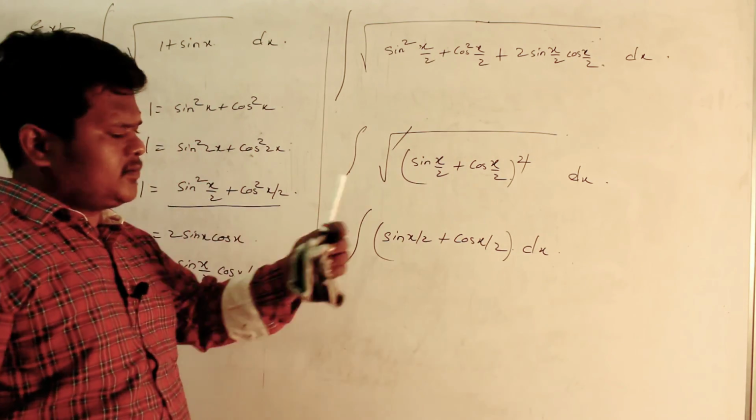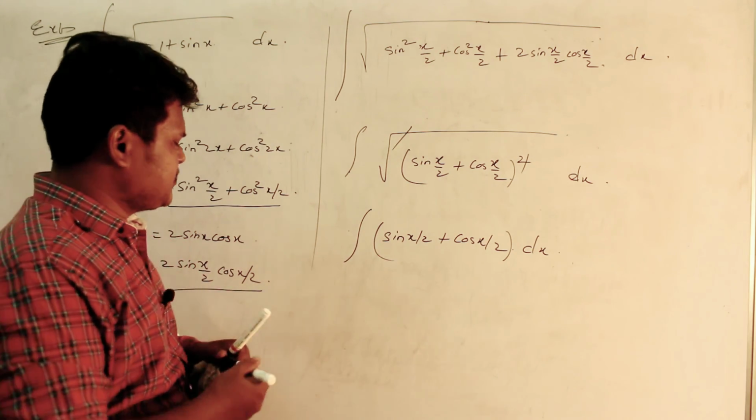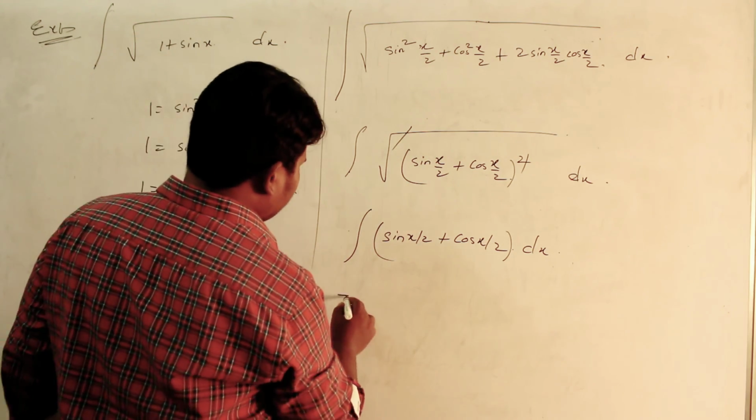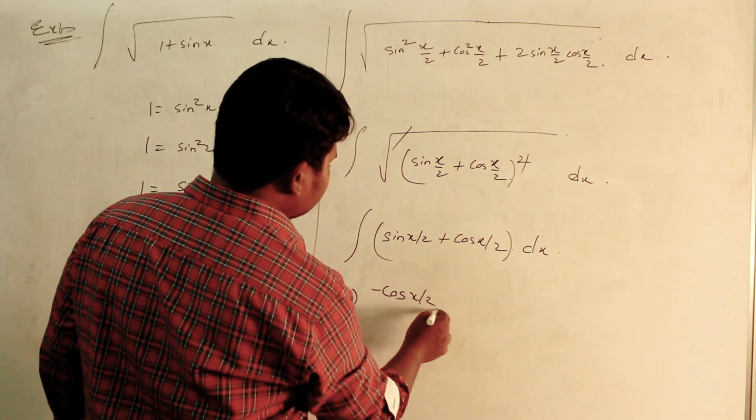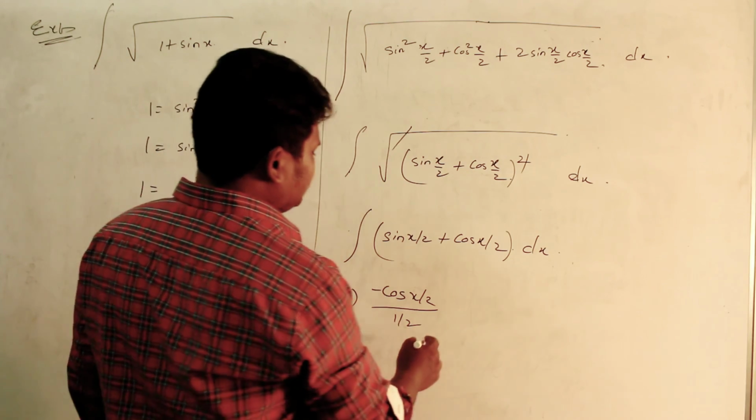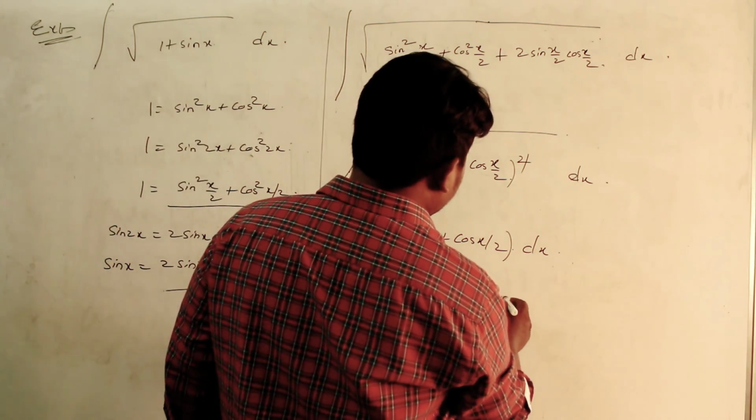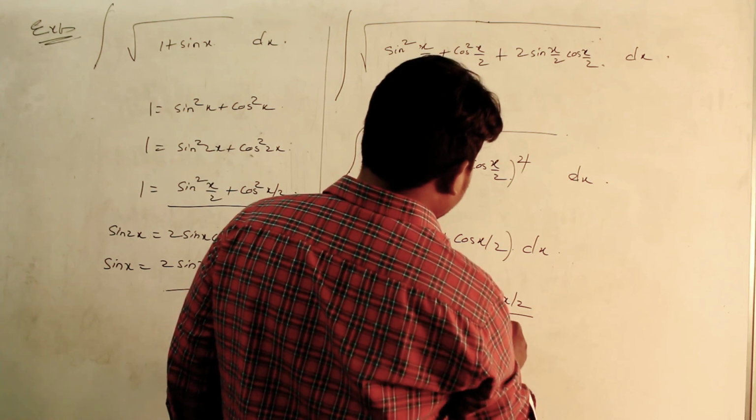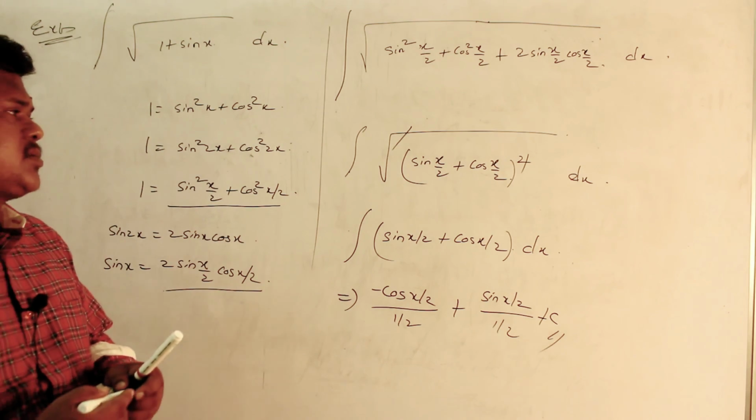Now we have direct integration rules for these given functions. So we can write integration of sin x by 2 is minus cos x by 2 divided by 1 by 2, and integration of cos x by 2 is sin x by 2 divided by 1 by 2, plus c. So this is the answer to our problem.